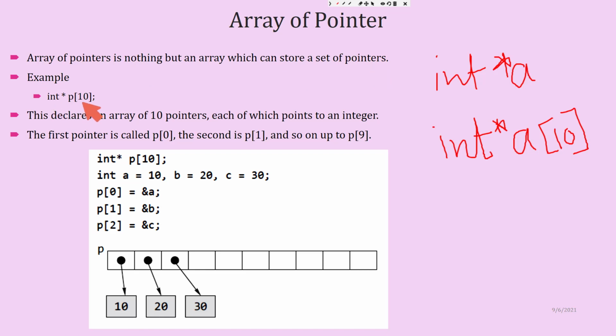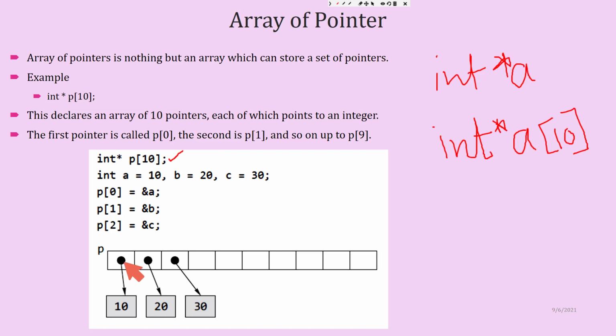Example, int star p of 10. This declares an array of 10 pointers, each of which points to an integer. The first pointer is called p of 0, the second is p of 1, and so on up to p of 9. So here what happens, I have a pointer array. I have declared 3 integers. p of 0 equal to ampersand of a. So in the first cell I have stored address of a. p of 1 equal to ampersand of b. So in this cell I have stored address of b. In the third cell I have stored address of c.